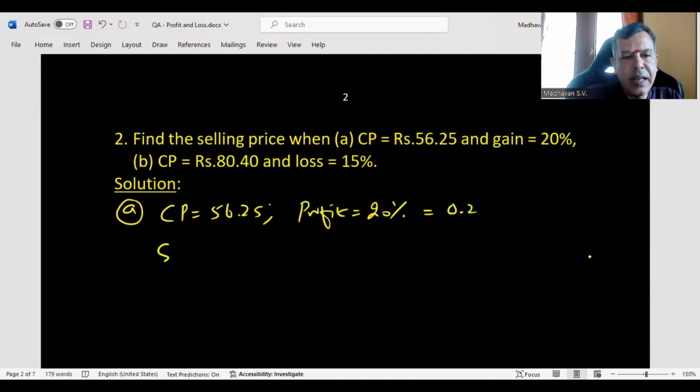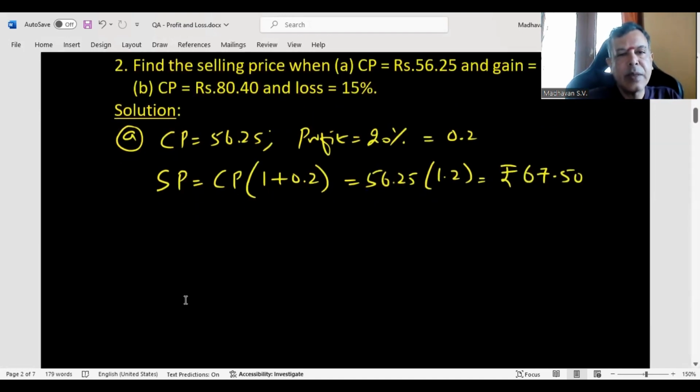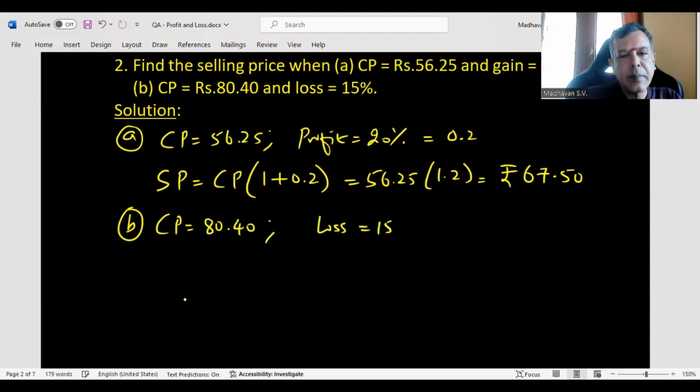So to find out selling price, we can straight away multiply the cost price times 1 plus 0.2, means 56.25 times 1.2. If we do that, we will get the result as 67.50. That is the selling price. Second part, here they gave us cost price as 80.40 rupees and loss in percentage is given as 15%, which is 0.15.